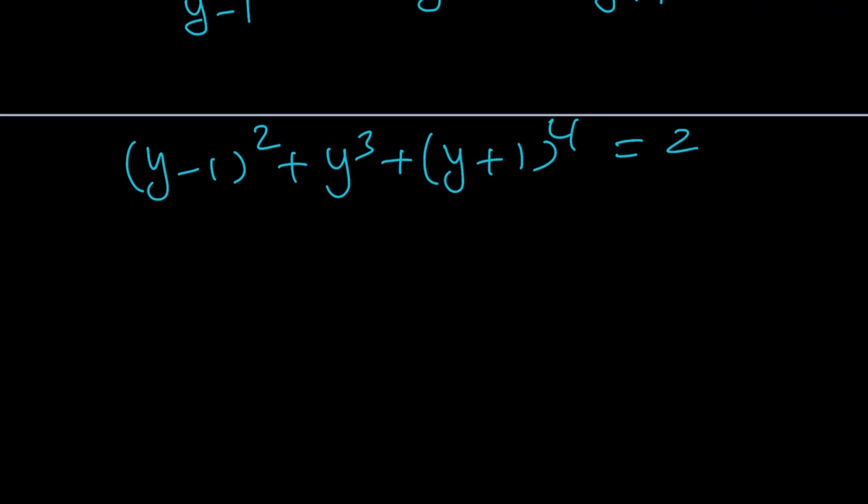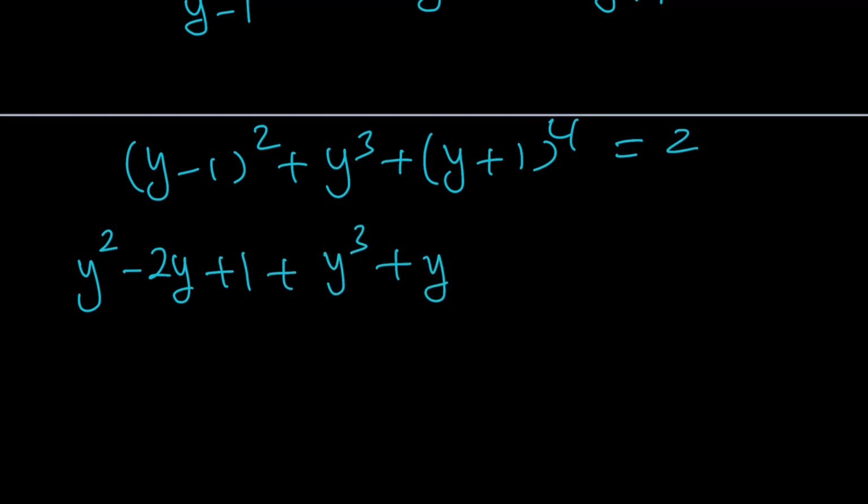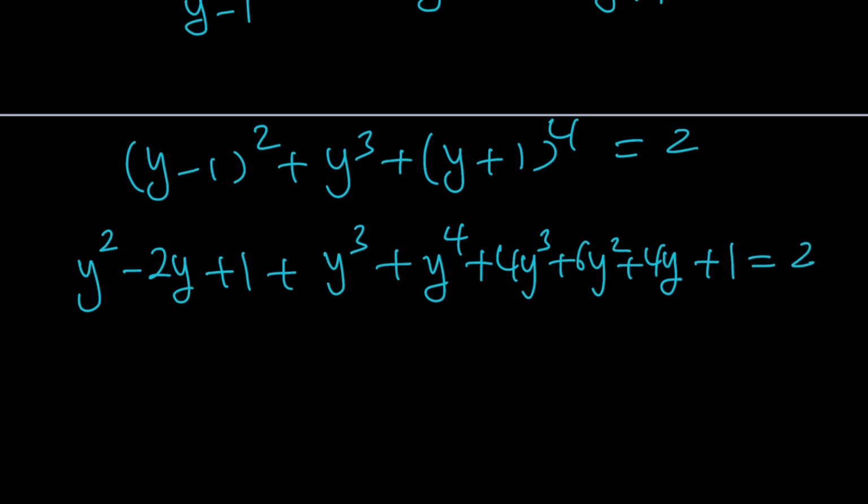We get y squared minus 2y plus 1 plus y cubed plus y to the 4th plus, again, we're going to use the binomial theorem with 1, 4, 6, 4, 1, but this time it's a little easier. It's going to be 4y cubed plus 6y squared plus 4y, notice the symmetry, plus 1 equals 2. So what's really significant here is that 1 plus 1 equals 2. Duh, right? Everybody knew that. But it just cancels out, leaving us with no constants.